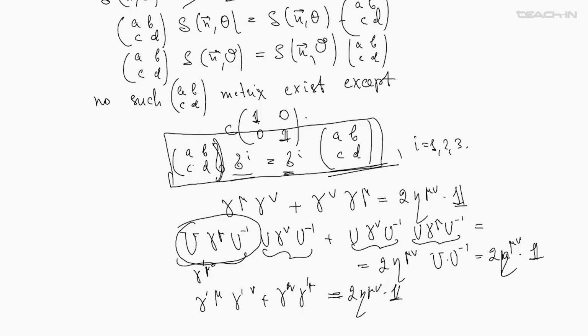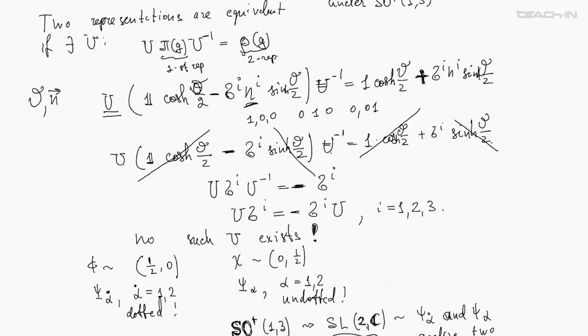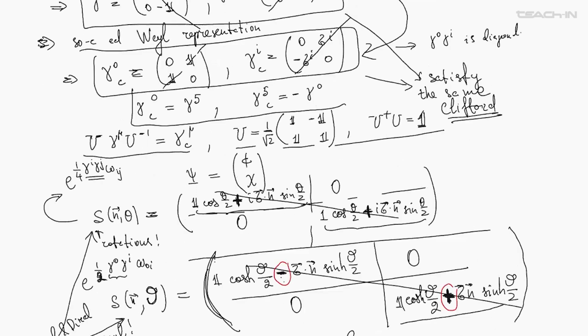But they are unitary equivalent, because there is a unitary operator. That's exactly this unitary matrix U here. It is this matrix, which tells you that these two different representations of the Clifford algebra, and therefore two different representations of the Lorentz group, are fully equivalent.